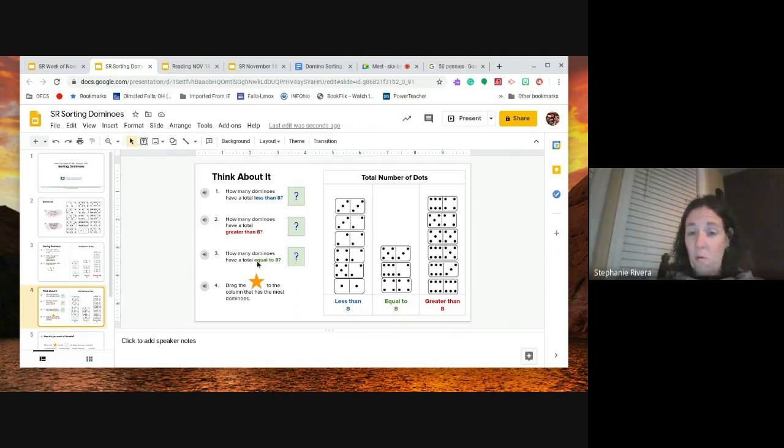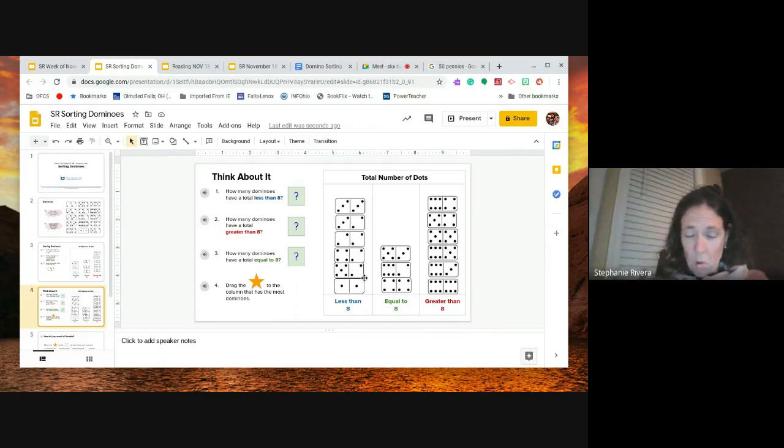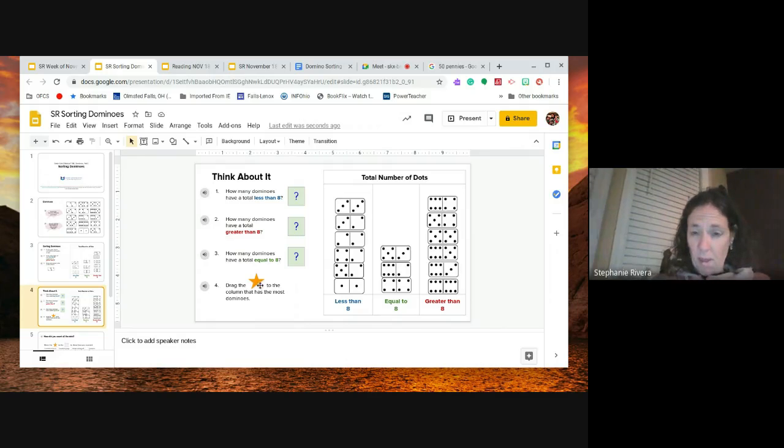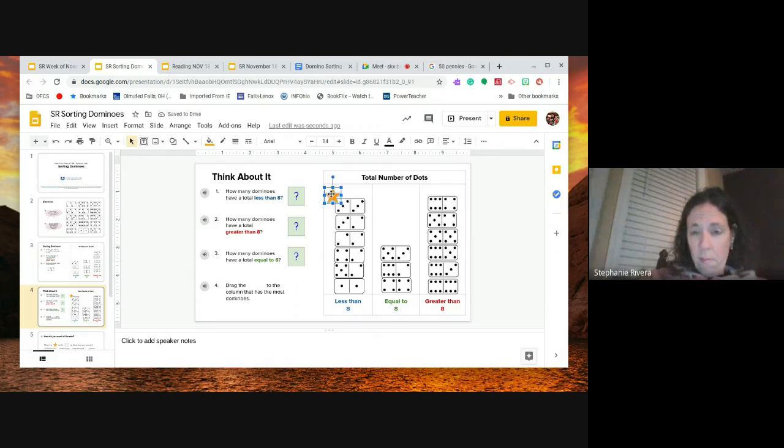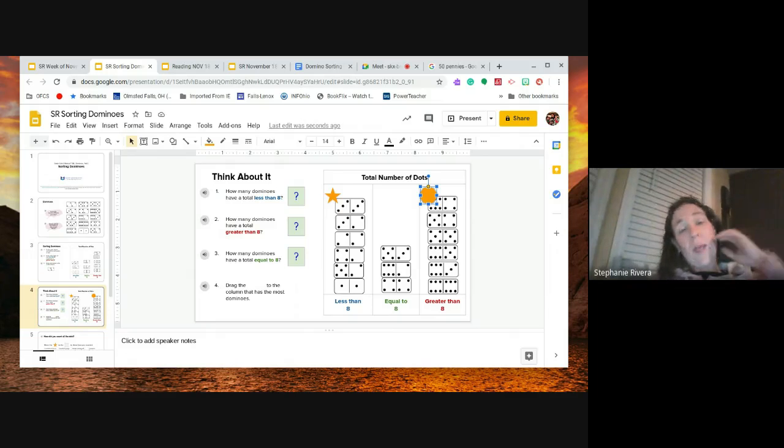How many dominoes have a total equal to 8? Oh, I heard someone shout 3. Good job. And then it says drag the star to the column that has the most dominoes. 1, 2, 3, 4, 5, 6. 1, 2, 3, 4, 5, 6. Well, it looks like we have to draw a star here and a star here. Uh-oh. Because they're an equal number, aren't they? Pretty cool, huh? So that's how you're going to play your domino sorting game today.